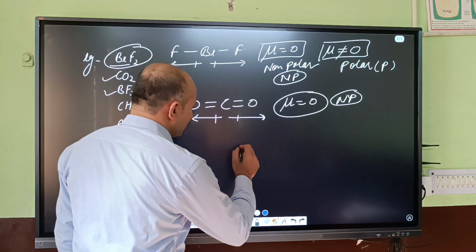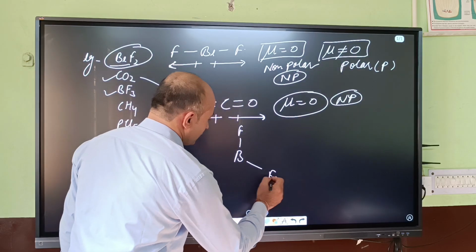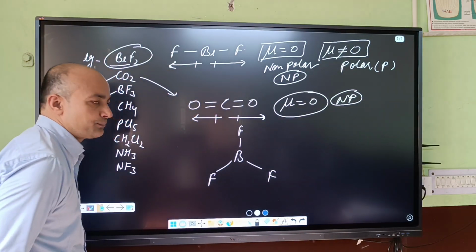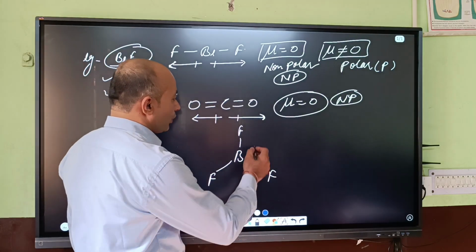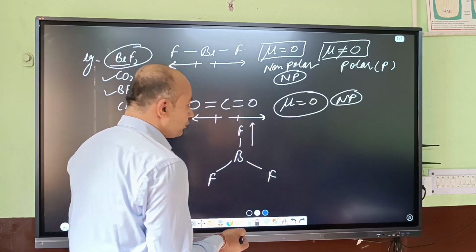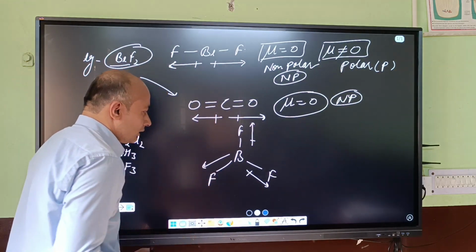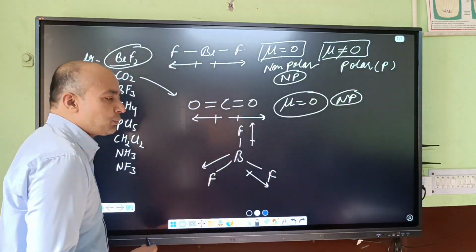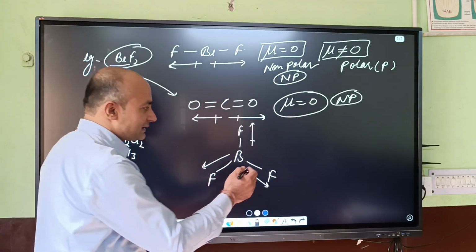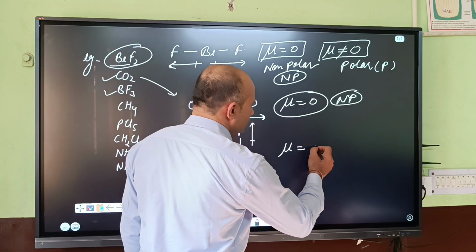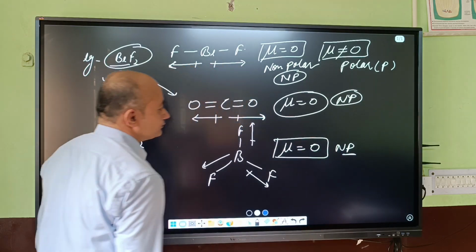Next, boron trifluoride. First of all, draw the Lewis structure of boron trifluoride, right? It is like this. This is a trigonal planar molecule, and the direction of each bond dipole moment is toward the more electronegative element, like this. The total dipole moment, like concurrent forces, cancels out, and the total dipole moment is equal to 0. That's why the molecule will be non-polar, right?